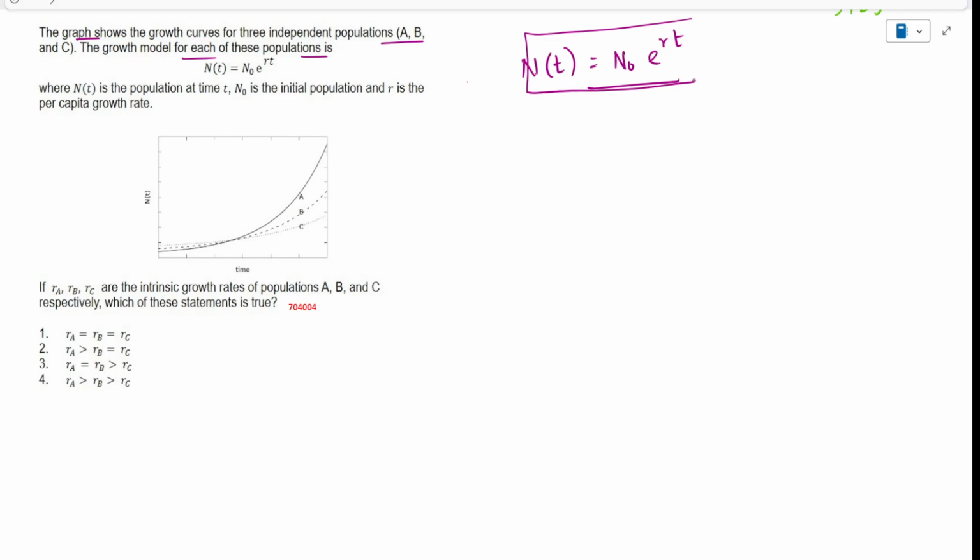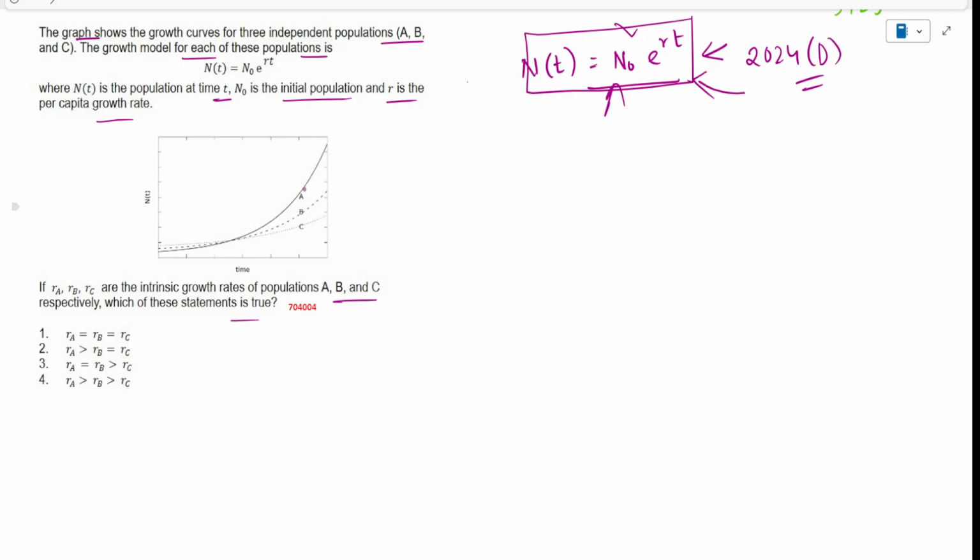See, this one type of questions we already did, I think, in the last video which I made. I think it is the December 2024 video. Fine. Similar question that follows an exponential distribution rate, a little bit different but same concept, where N(t) is the number of population at time t, N0 is the initial population, r is the rate. Fine. So if rA, rB, rC is the intrinsic growth rate of the populations A, B and C, then which of the statements is true?